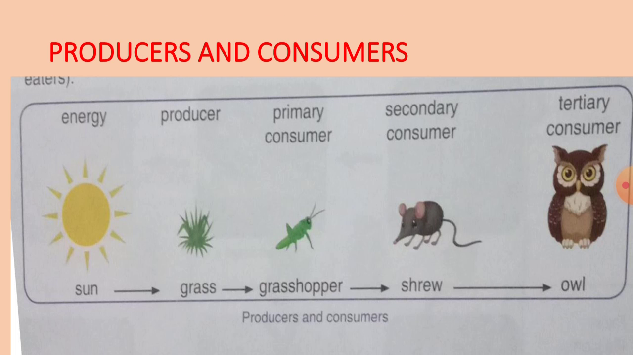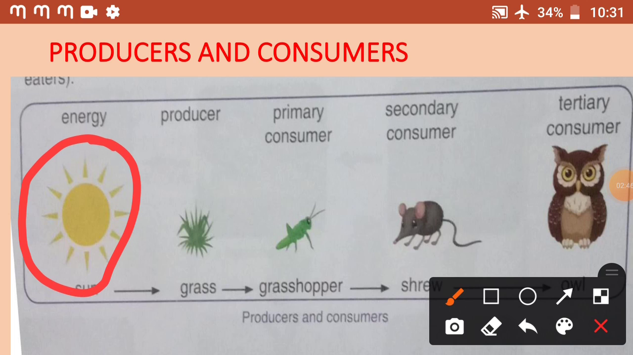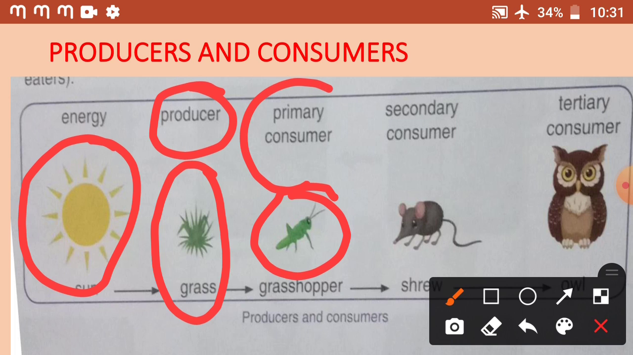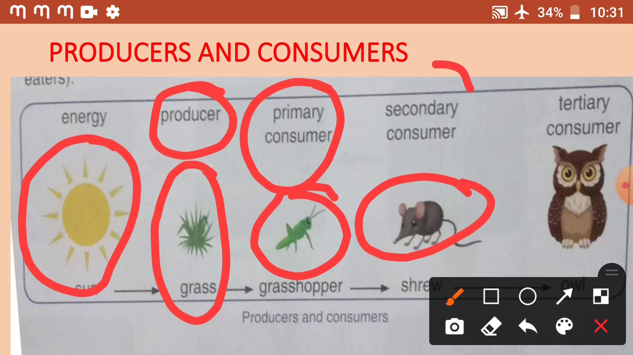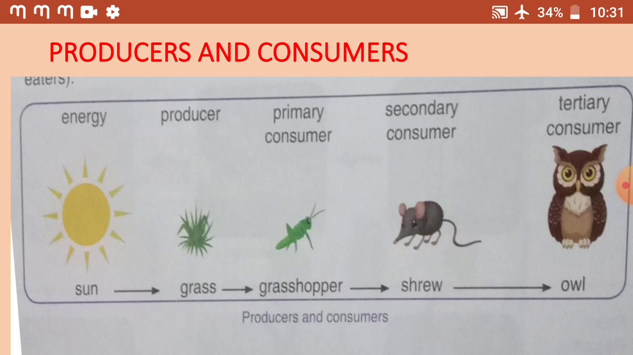See this picture. Here they are showing producers and consumers. Sun is the main source of energy. This energy is trapped in this grass. So grass is the producer. Grass is eaten by grasshopper. Grasshopper is the primary consumer. Grasshopper again is eaten by shrew. Shrew is the secondary consumer and shrew is eaten by owl. Owl is the tertiary consumer. So this shows the relationship between producers and consumers.